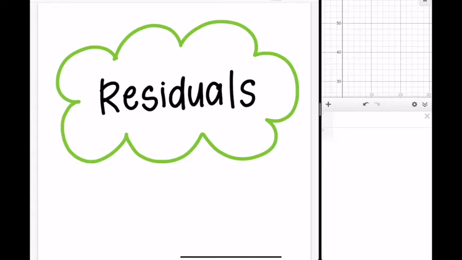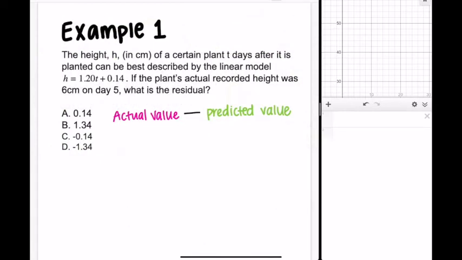In this video, we are going to talk about residuals, and residuals are part of line of best fit, so it's still along the same topic as what we've been doing. Let's do an example together.